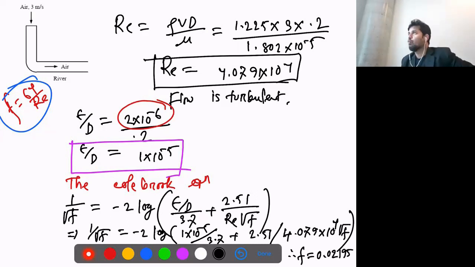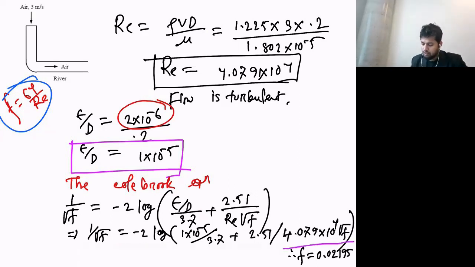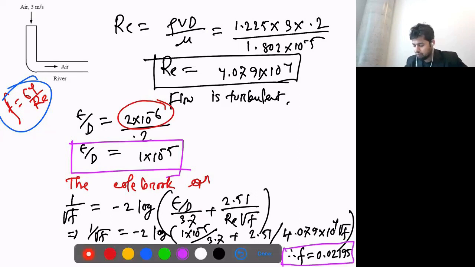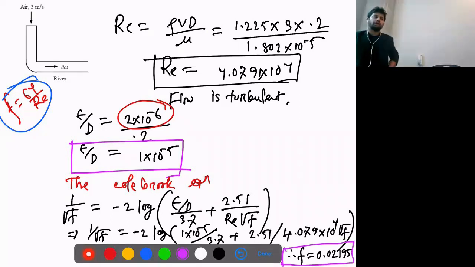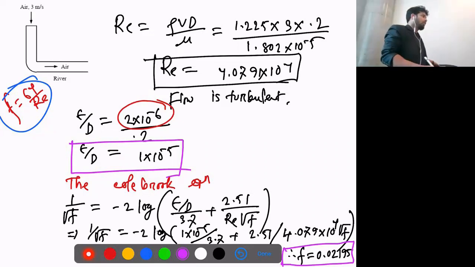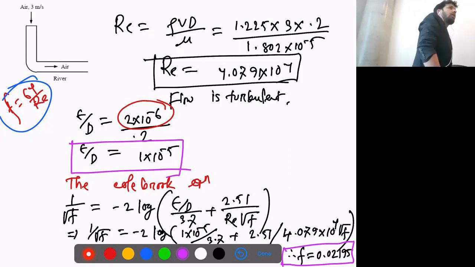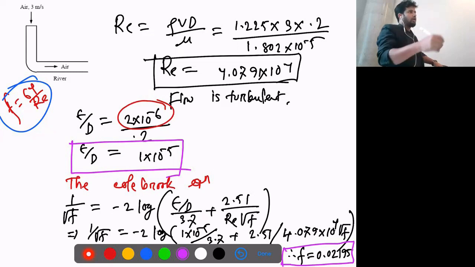F equals 0.02195. Okay, one important announcement. The final exam is MCQ. That means you need to select the correct answer. I can tell you there should be an answer for all problems, but you will also get some options like none of those. For each and every problem, if you calculate correctly, you will get the correct value.